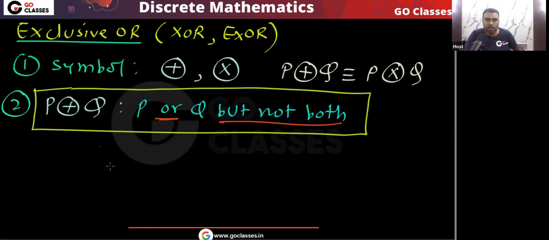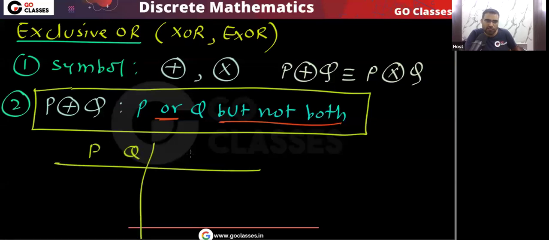Very simple. Now let's see the truth table, the behavior of P XOR Q. You can see this is P, this is Q. These are the two propositional variables. How many truth value combinations? Four combinations are possible. Maybe both are false. P is false, Q is true. Maybe P is true, Q is false. Maybe both are true. So these are the truth value combinations.